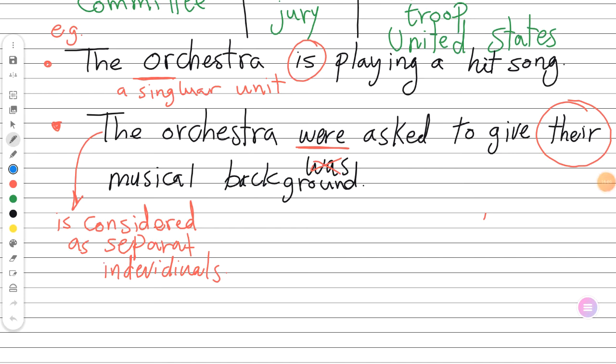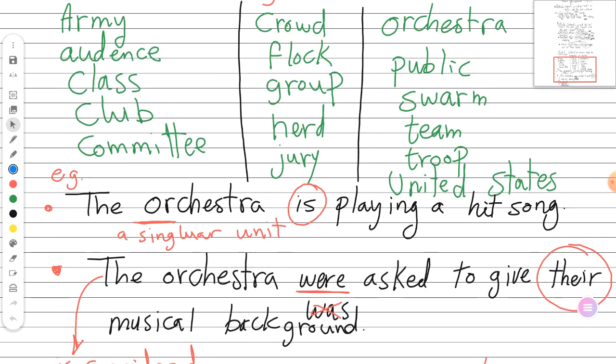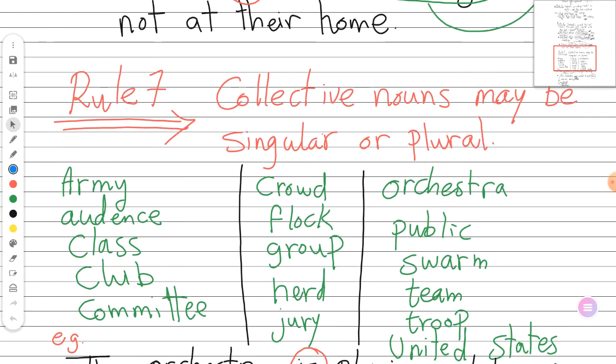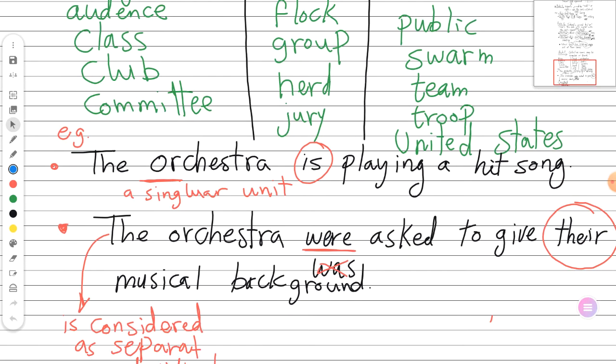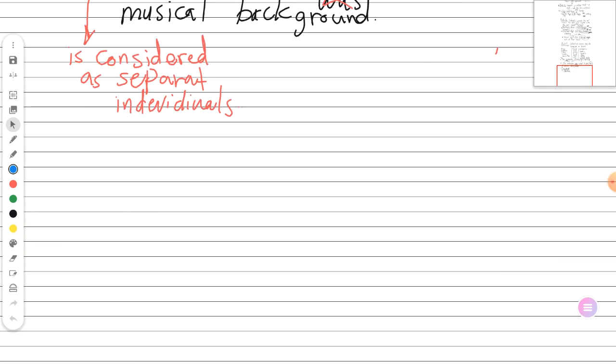Back to the copybook. The last rule was the collective nouns rule, rule number 7. Let's have rule number 8.